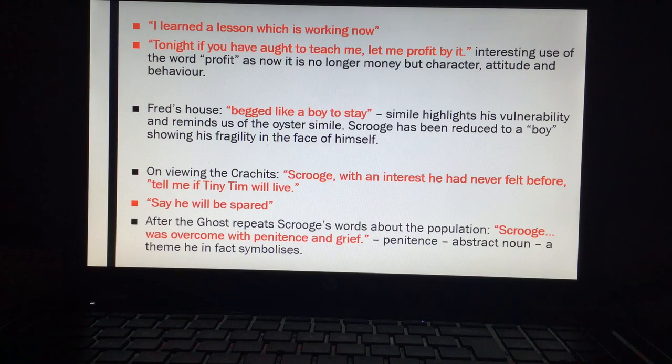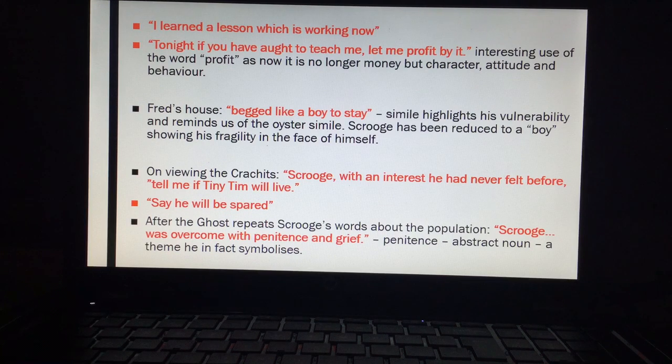It is emphasised by Dickens, because he's showing us, well, he's never paid any interest to this family before, or to Tiny Tim. Now, again, your subordinate clause shows us the change in Scrooge. He is now interested in Tiny Tim's welfare. Say he will be spared follows that up.